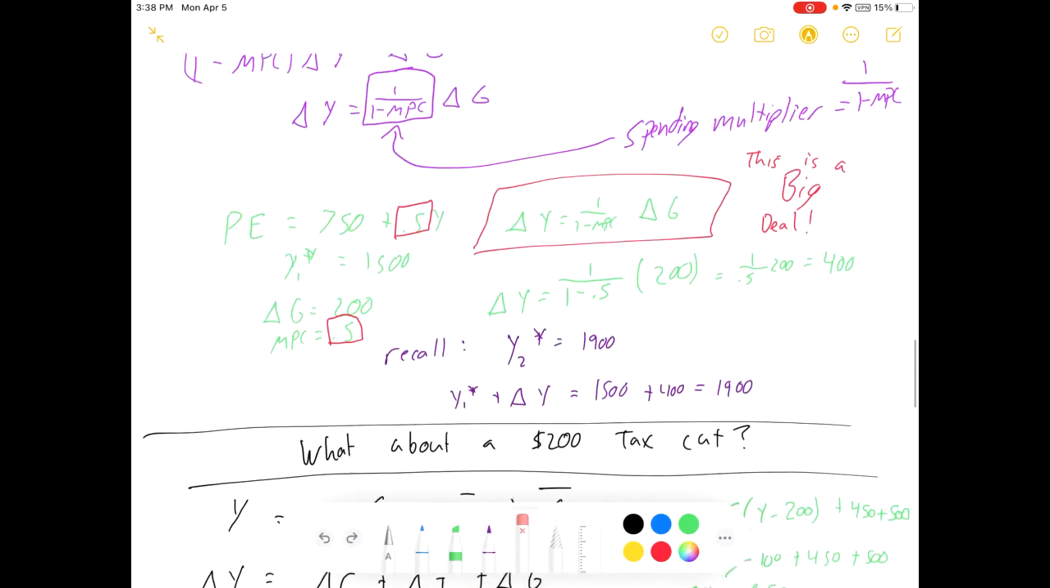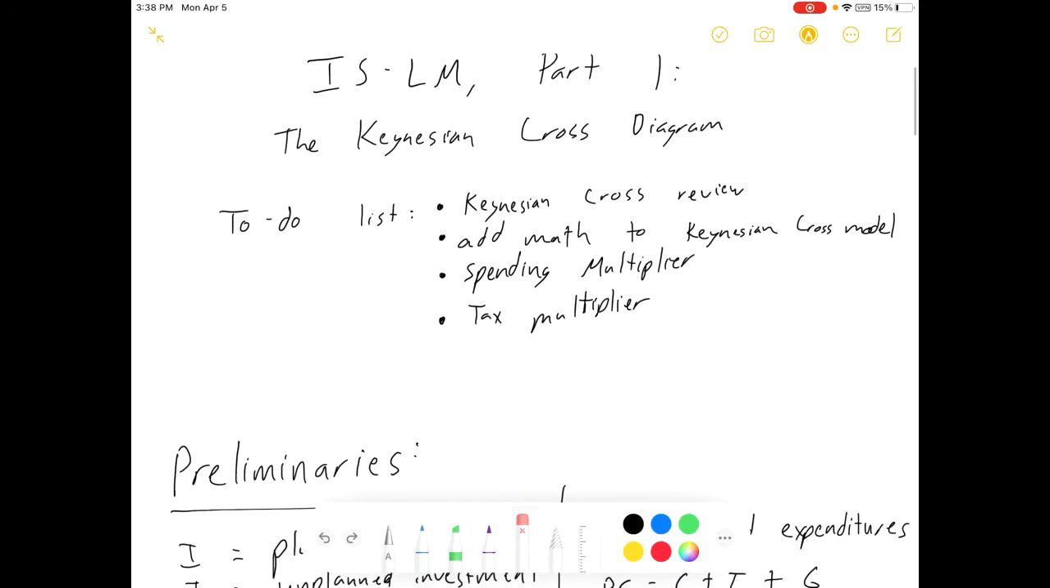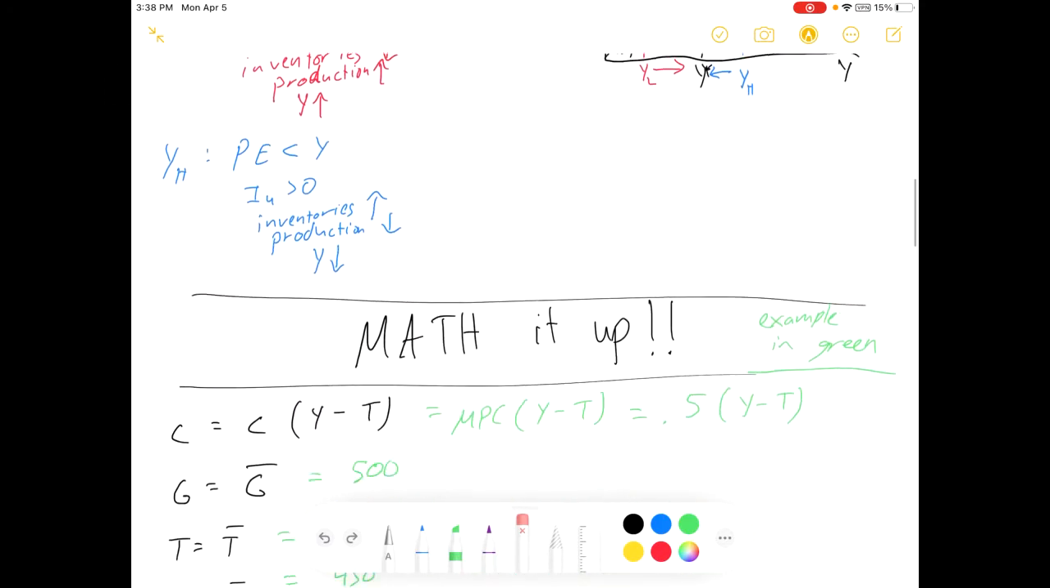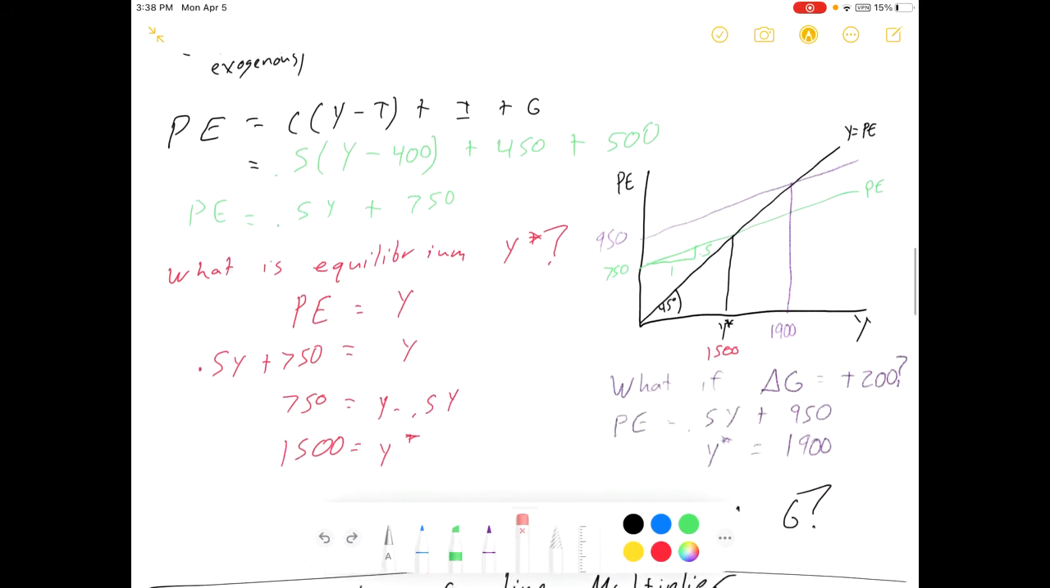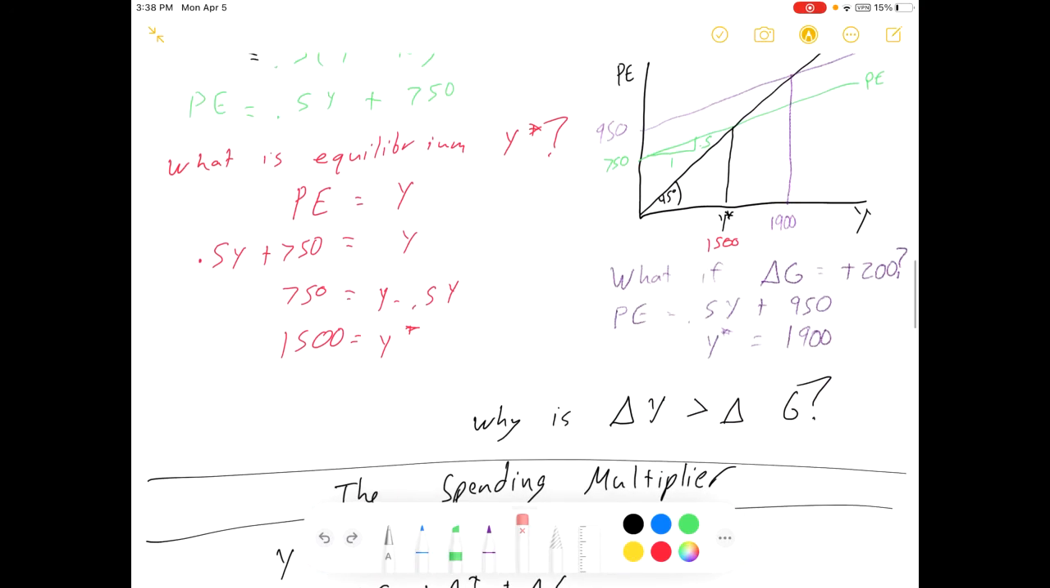So I hope that's a helpful crash course or review or whatever you want to call it. We just added a little bit of math to our Keynesian Cross model.